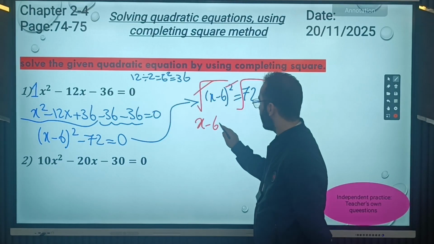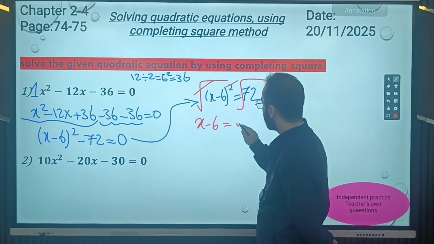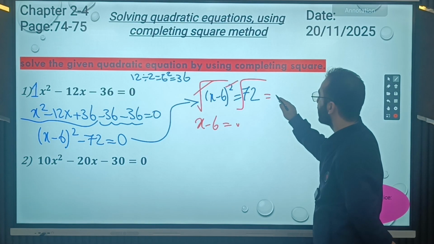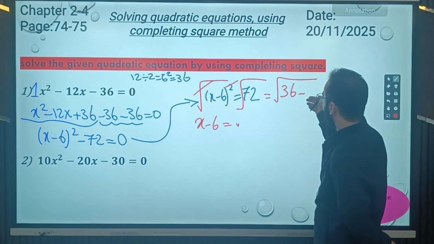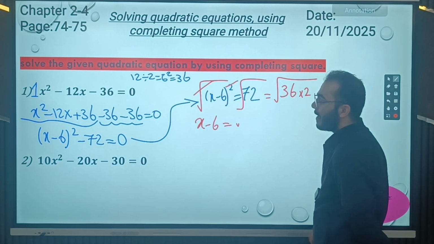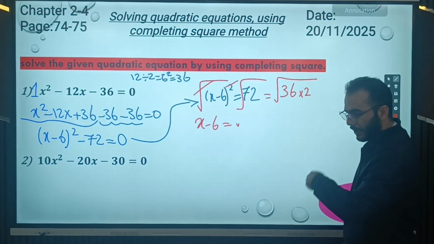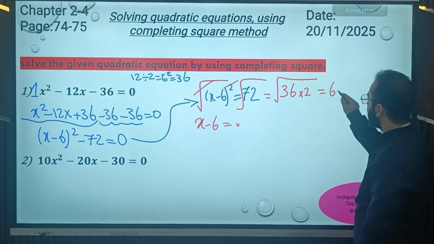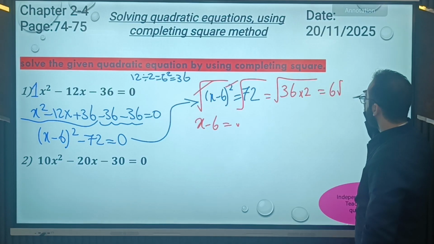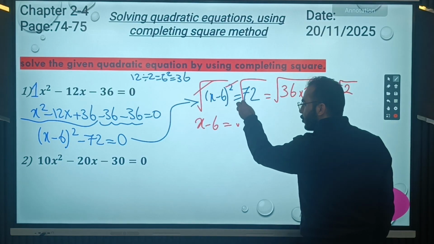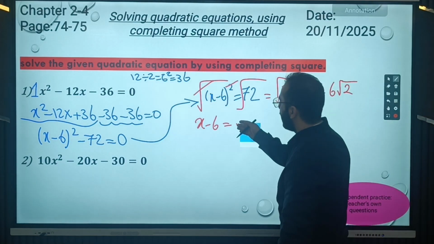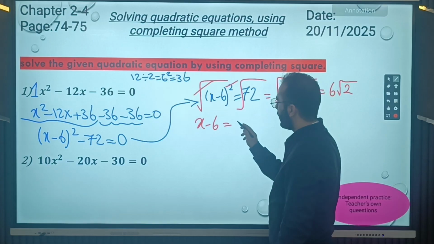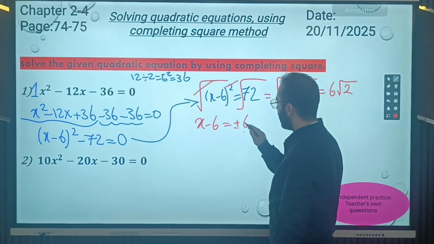So x - 6 equals either, you agree that the square root of 72, we can write it this way, 36 multiplied by 2. 36 is perfect. So it's going to come out as 6 square root of 2. The 2 will stay inside the root. So we can write the square root of 72 simplified as 6√2. So finally x - 6 equals ±6√2.